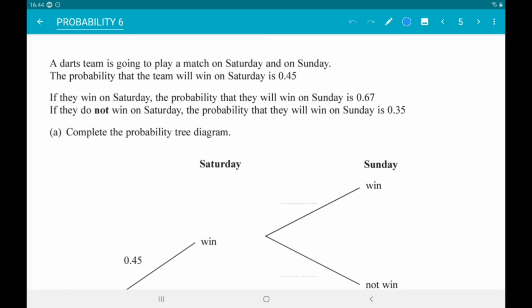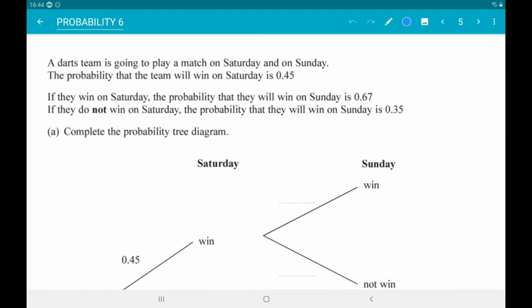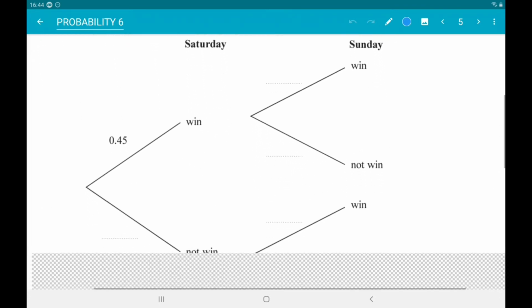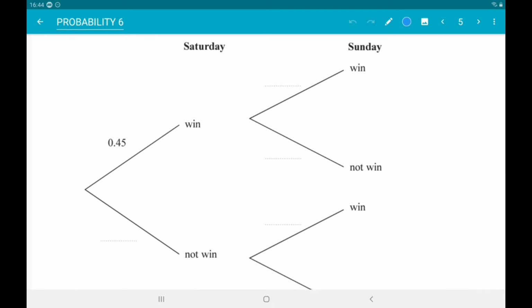Alright, so this one is dependent probability. What happens on Saturday affects what happens on Sunday. So, probability always adds to 1. So, on Saturday, the probability they do not win is 0.55.